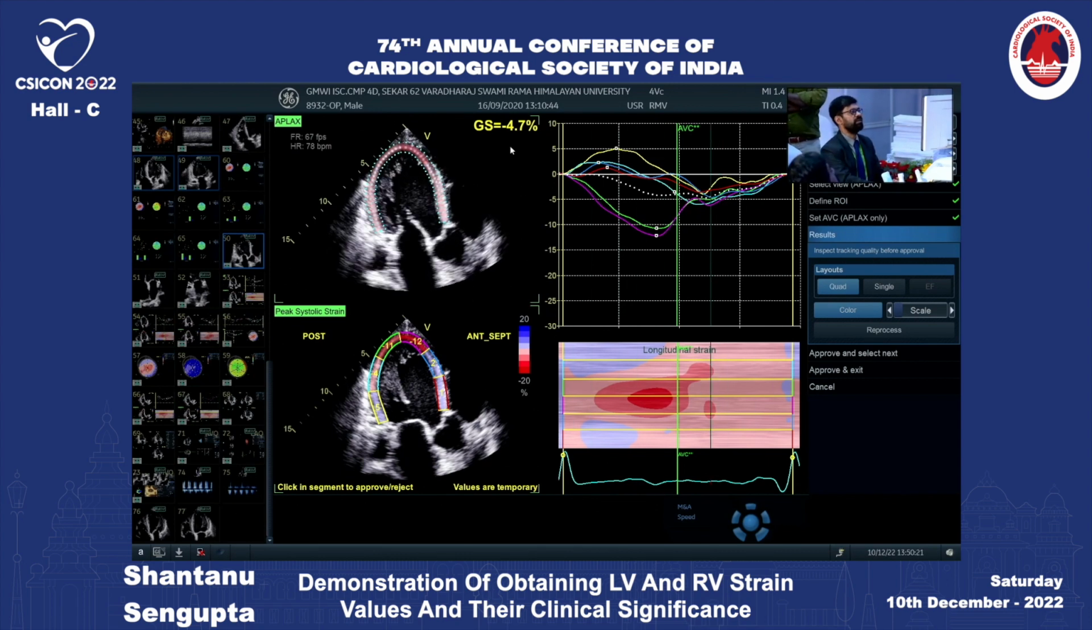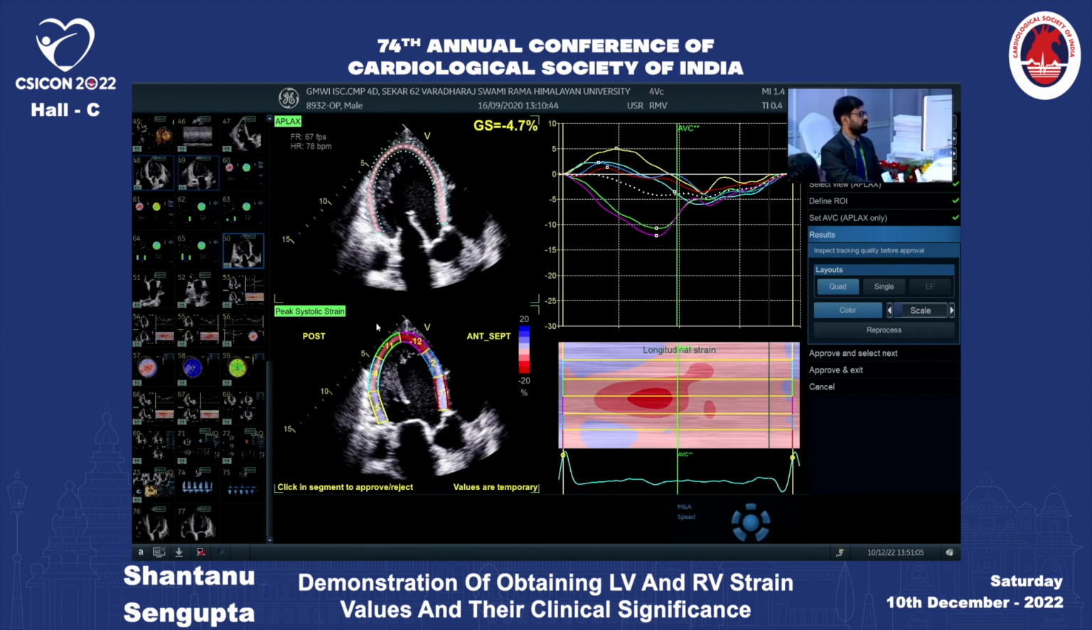The global longitudinal strain in the apical 3-chamber view is minus 4.7, and these are the regional values. If you see this graph, this is the timing of aortic valve closure. Ideally, all the waves should go like this: there has to be a flow up to here, and then it should go back. But if you see the yellow part and the blue part, they are just moving at random, and the peak is not at aortic valve closure. The peak is just before it. Am I clear till now?